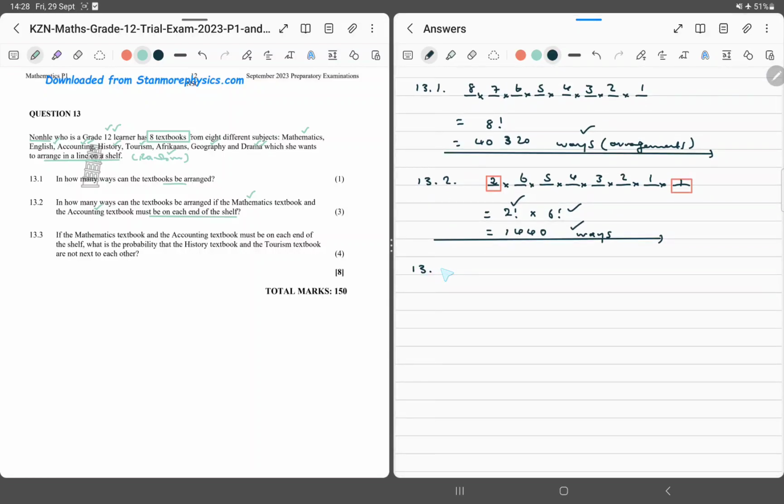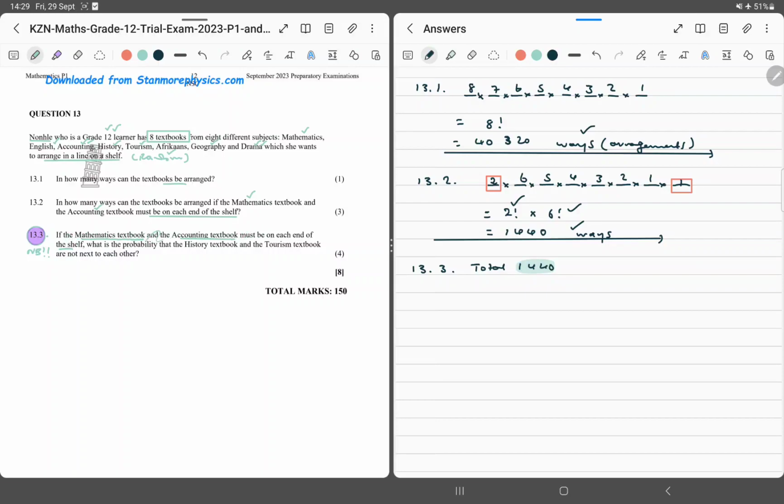So for the last one, they say if the mathematics textbook and the accounting textbook must be on each end of the shelf. So now this is a new scenario. A question like this is a higher grade question because it hides the fact that you are suffering. So we know that when these 2 textbooks are put at the end, the total is 1440. So be careful of the total because they are hitting you with a probability question. So that is the total.